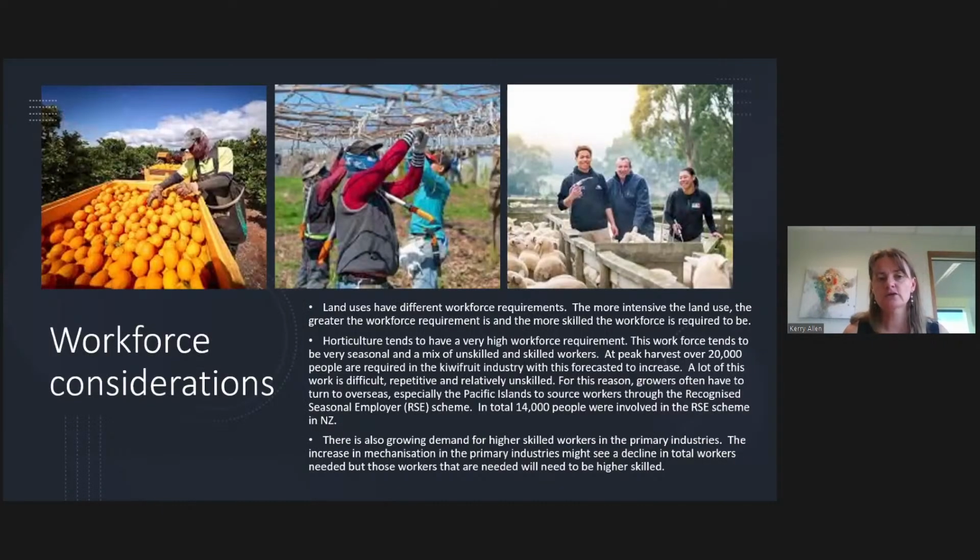Okay, so looking at workforce considerations. As we talked before, this provides a huge amount of workforce considerations for us, and so we need to be able to provide those jobs. If we can't get people to work in our area, then we are also able to source workers from the Pacific Islands, and this is the Recognised Seasonal Employer scheme. We get about 14,000 people from the Pacific Islands to help work in our industries. So really good, because we're able to pick and harvest our crops.